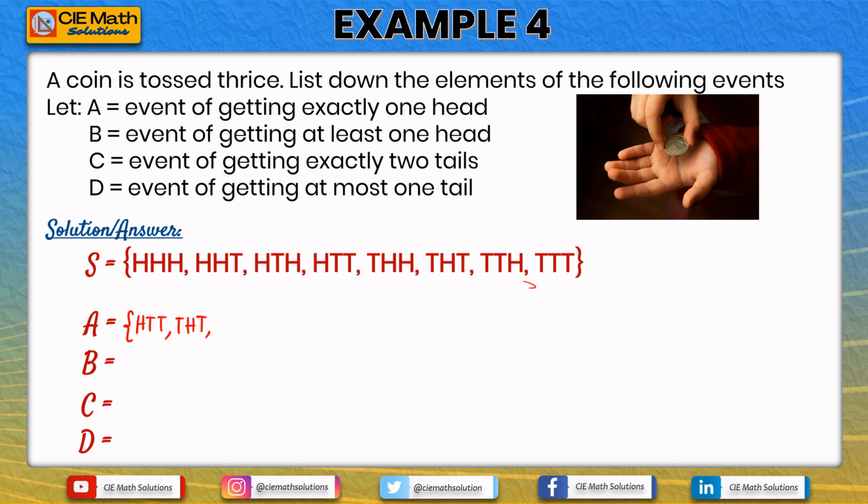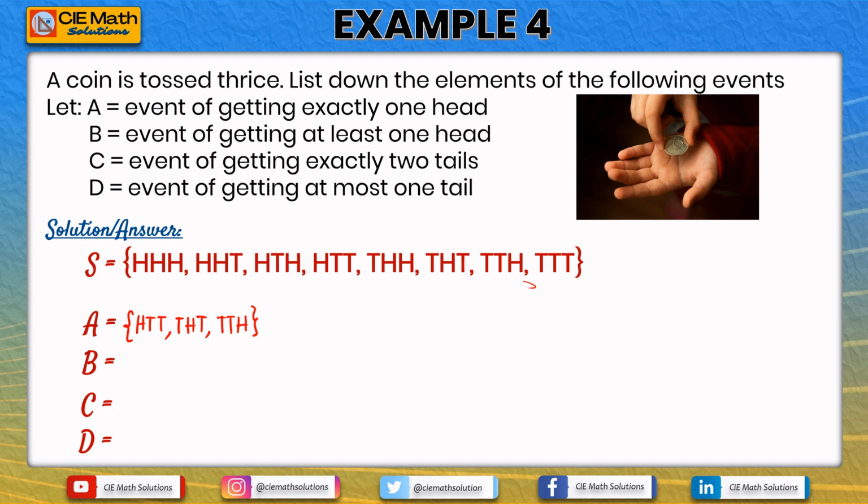Tail, tail, head also contains one head. Tail, tail, head. Tail, tail, tail contains 3 tails. That doesn't contain any heads. That means there are only 3 elements of event A. Head, tail, tail, tail, head, tail, tail, tail, head.